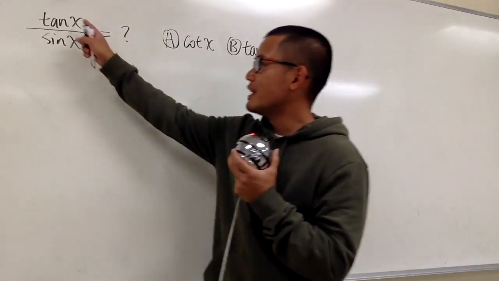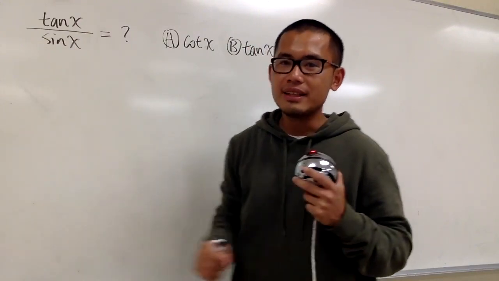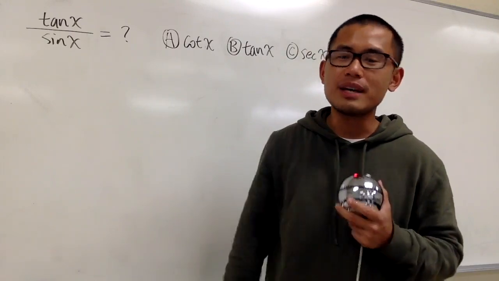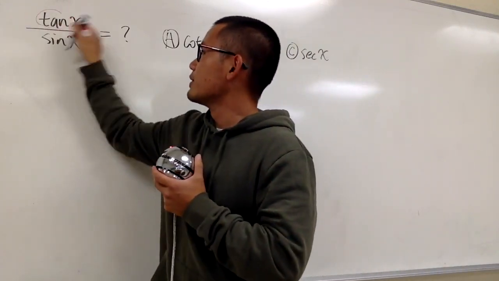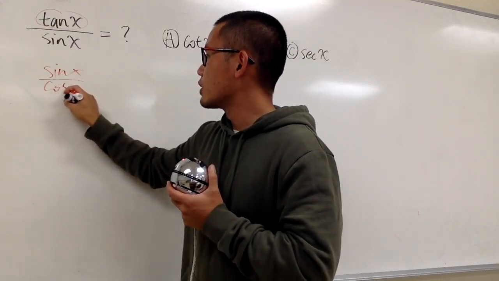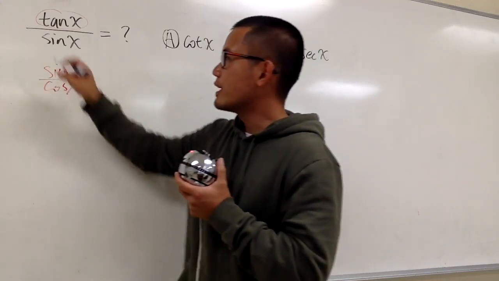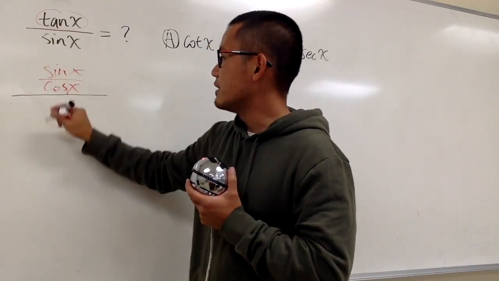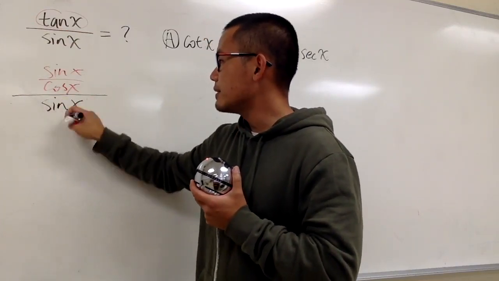Okay, here we have tangent x over sine x. And the usual strategy is let's write the tangent x as sine x over cosine x, right? So let's go ahead and do that. For this, this is the same as sine x over cosine x. And don't forget, we still have this big fraction bar. So let's do that. And we still have this sine x on the bottom, right?